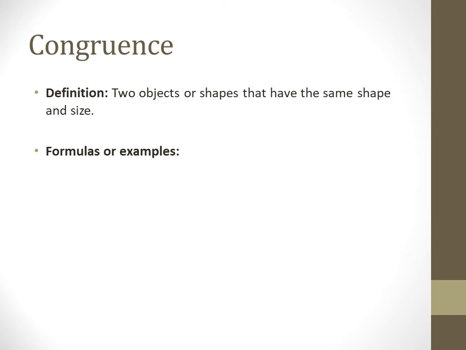Now, the last piece, and I know I'm zooming through these, okay? But we need to look at some shapes. First of all, when we talk about shapes, we also should consider congruence. Congruence is two objects or shapes that have the same shape and size. Okay? So essentially, two objects or two things that are the same.